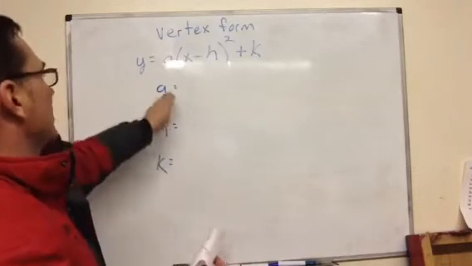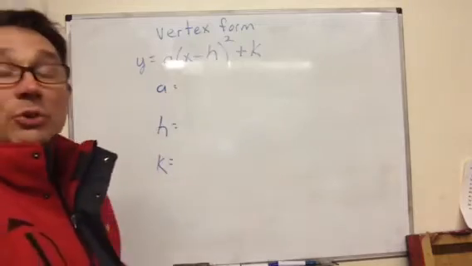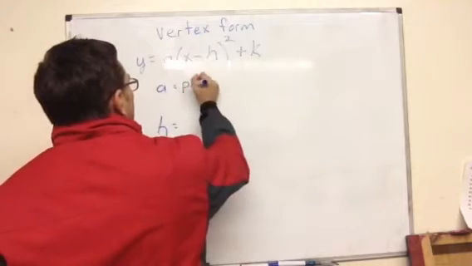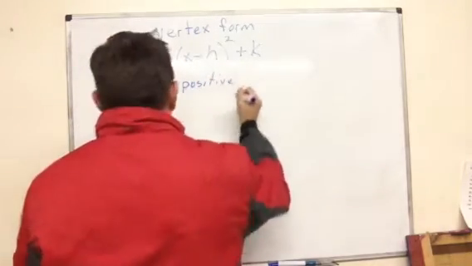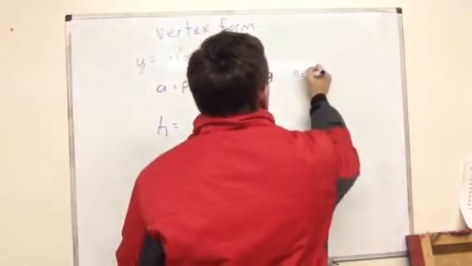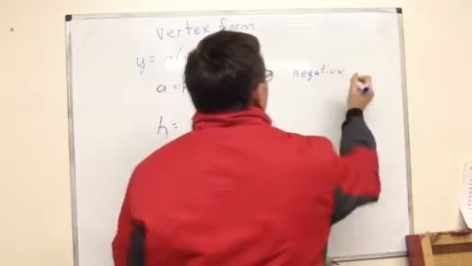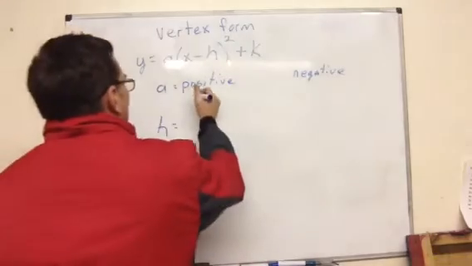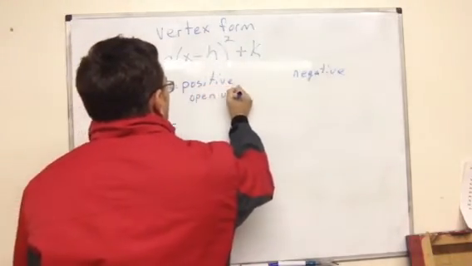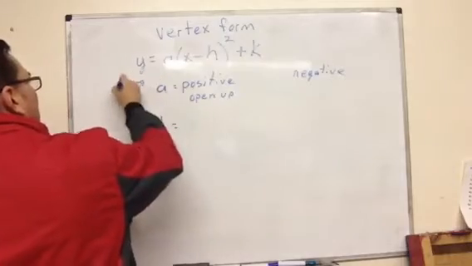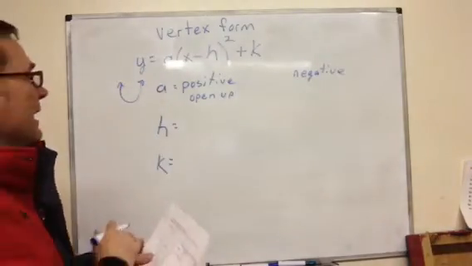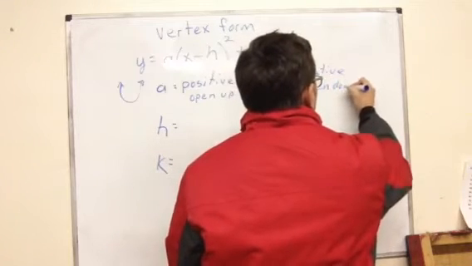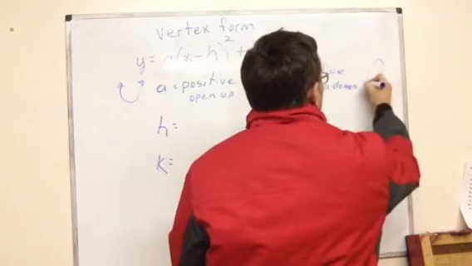Now the a value, let's start there. This is very similar to when it was in standard form. It can either be positive or negative, and this is going to tell us a lot about what our parabola is going to do. If it is positive, it will open up. It's going to look like this. If it's negative, it's going to open down, and it's going to take that form.